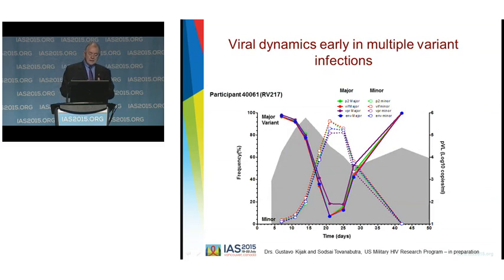And what you can see here in this particular individual, participant 40061, is that at 7 days after estimated date of infection, there's a major variant being transmitted, but at an almost undetectable level is a minor variant. At day 25, in contrast, the minor variant has now become the predominant virus in the population, and the major variant has decreased significantly. But this minor variant is then replaced again by the major variant.